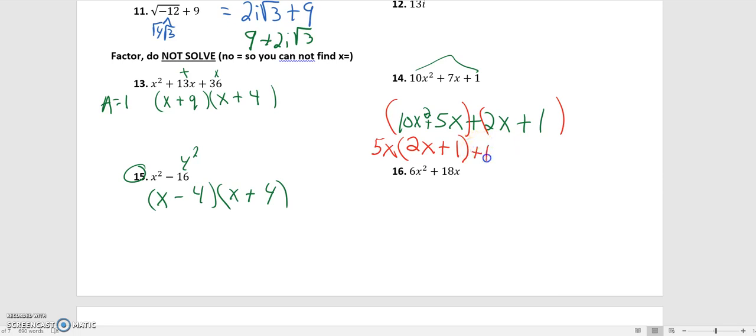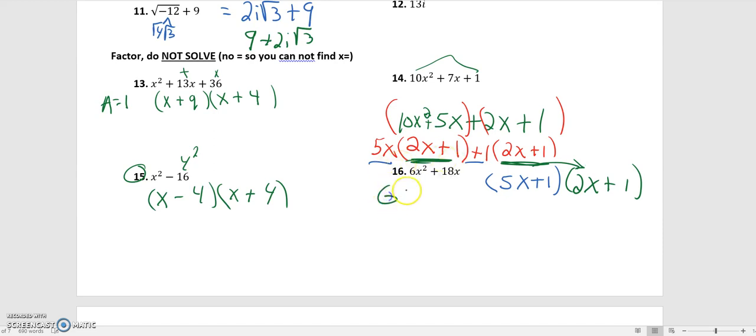Over here, they don't really have anything in common, so I'm just going to pull out a 1. And then your final factored form is anything on the outside, so 5x plus 1, and then anything on the inside, which was the 2x plus 1. It should be a matching term here, and that is how we know that it should be going in one of the groupings. That's it then. And then the last one here, I'll give you a hint, is going to be your GCF.